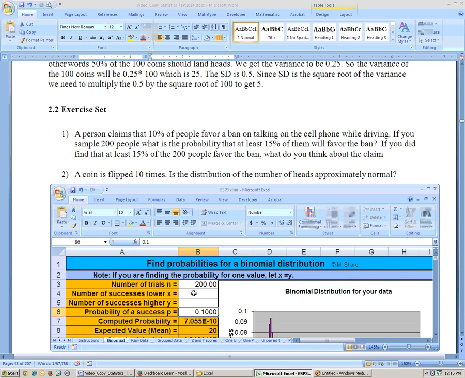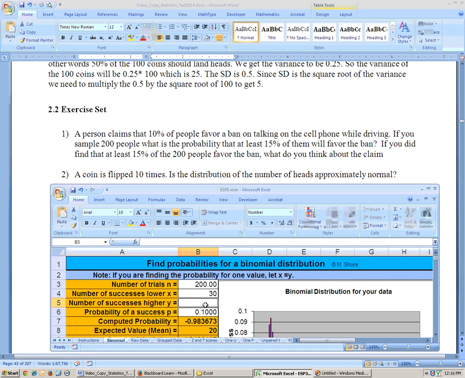Now, here you put in the lower number of successes, and it says here at least 15% of the 200 people you sampled. So that means 15% all the way up to 100%. So the least number of successes is not 0.15, it's not 15%. It's 15% of the 200 people. That means multiply 0.15 times 200, and that's 30.